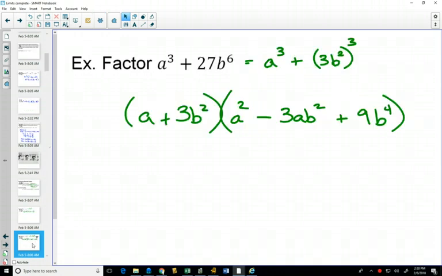So again, you see as a preliminary step, I recognized it as a sum of cubes and I rewrote that second number as what it was cubed. So to recognize that 27b to the 6th, that's the same as 3b squared all cubed. And then it's a matter of saying, okay, so then it would be a plus 3b squared. Here I'm going to need my a squared for my a cubed. Here I'm going to need 9b to the 4 to get 27b to the 6. And then both of these get multiplied together in the middle, in this case with a minus sign.